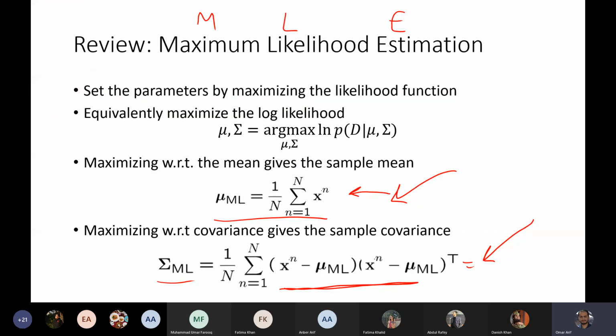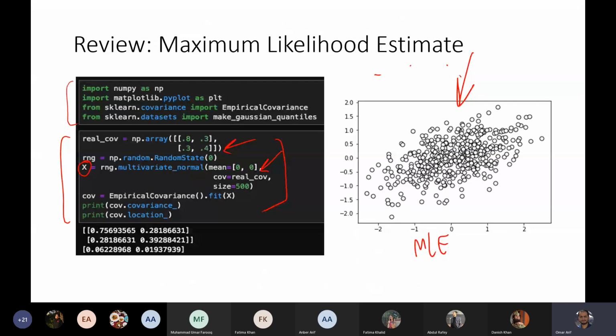Using sklearn it is very easy. You simply call this function and it is going to compute those. And here I have printed those values. So this is your covariance and this is your mean, and you can see they are very close to the actual value that we had. Here this is 0.75 and actually it is 0.8, so this estimation is quite accurate.